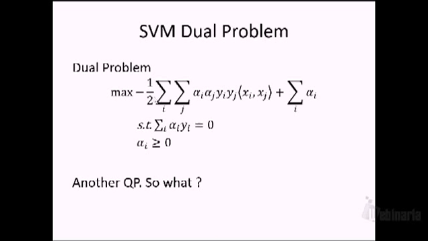And if we do the substitution, we will get this dual problem. Maximize minus half, a quadratic function of the alphas, plus the sum of alpha i, subject to some linear constraints in the alpha. So this is the constraint that we kept, and this is the constraint we always have on inequality Lagrange multipliers. So this is just another QP.